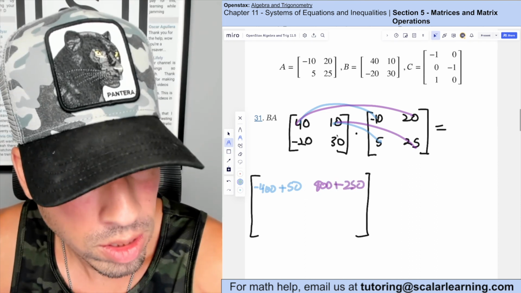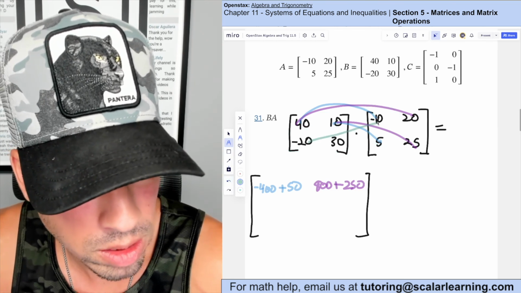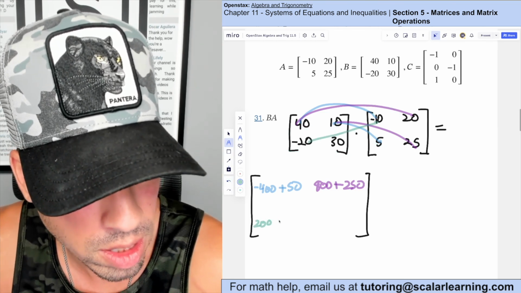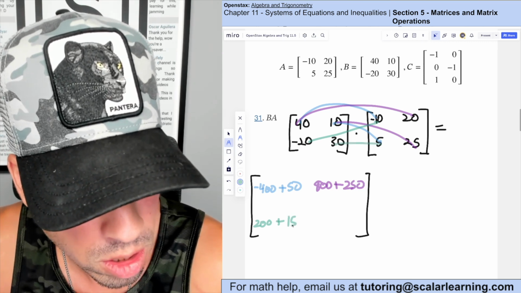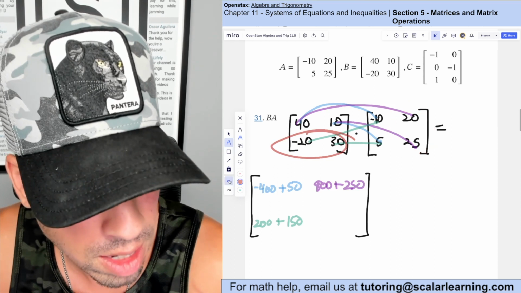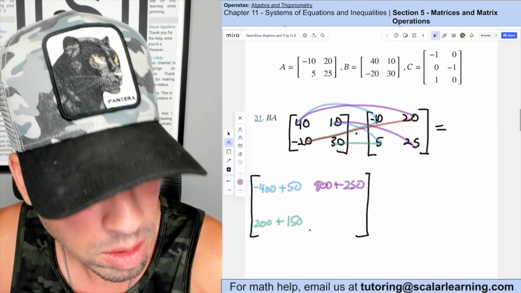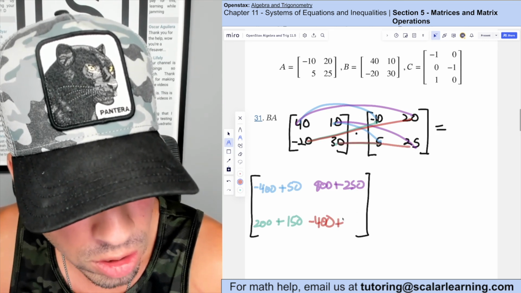Next, we go to the second row and restarting at the first column. So we go negative 20 times negative 10 is 200, and then plus 30 times 5, which is 150. Last but not least, we do this times this guy, right? So we go negative 20 times 20 is negative 400, plus 30 times 25, which is 750.